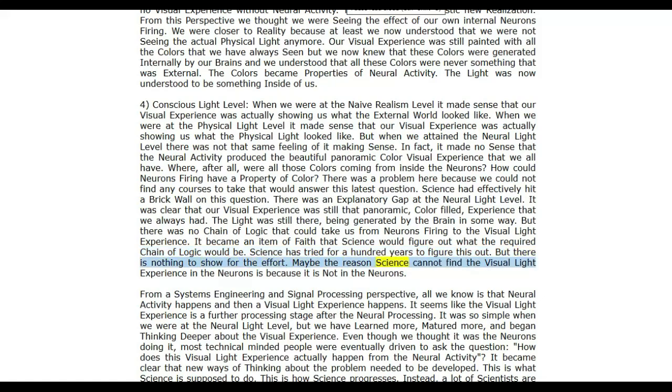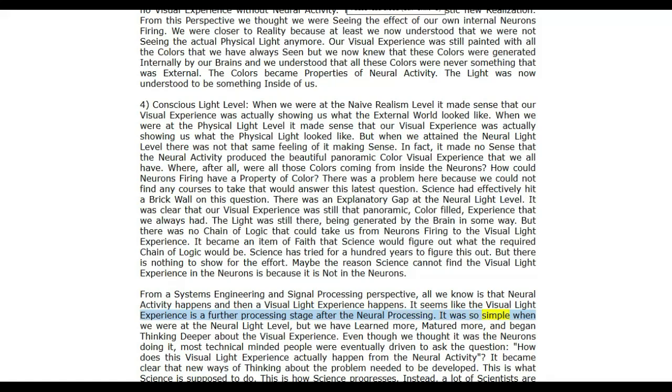Maybe the reason science cannot find the visual light experience in the neurons is because it is not in the neurons. From a systems engineering and signal processing perspective, all we know is that neural activity happens and then a visual light experience happens. It seems like the visual light experience is a further processing stage after the neural processing.